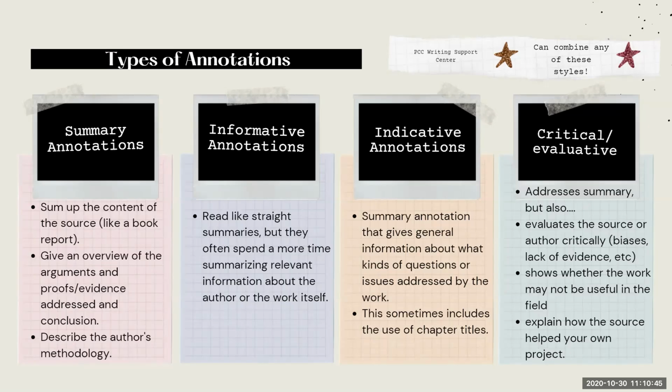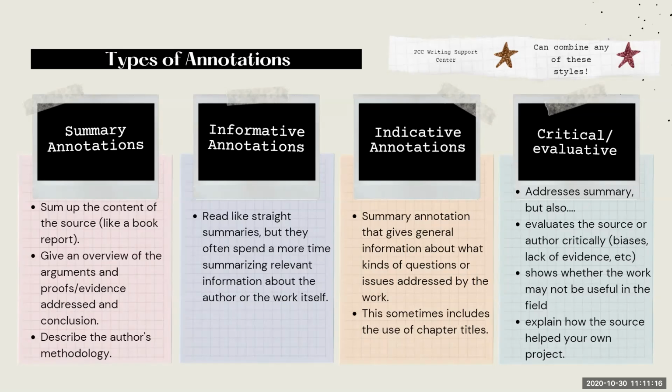Informative annotations, they read like straight summaries, but they often spend a little more time summarizing relevant information about the author or the work itself. So you are giving a little more detail in regards to the author, their background, what makes them a qualified source, and you're also giving a little more information about the source as well.